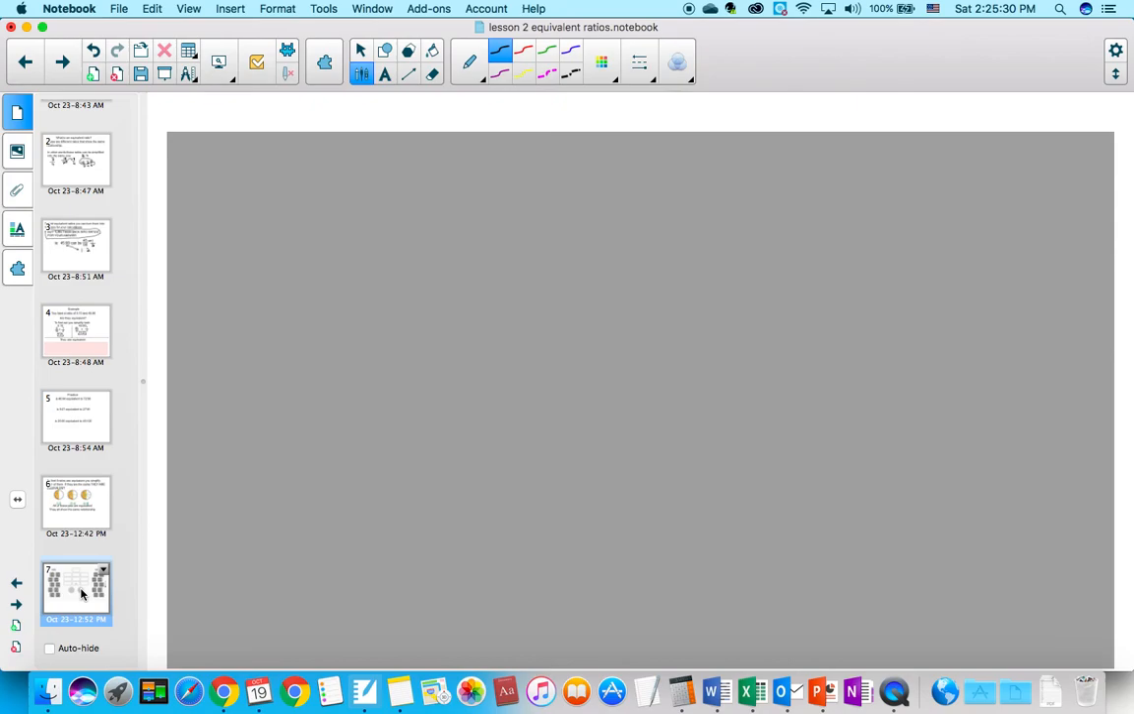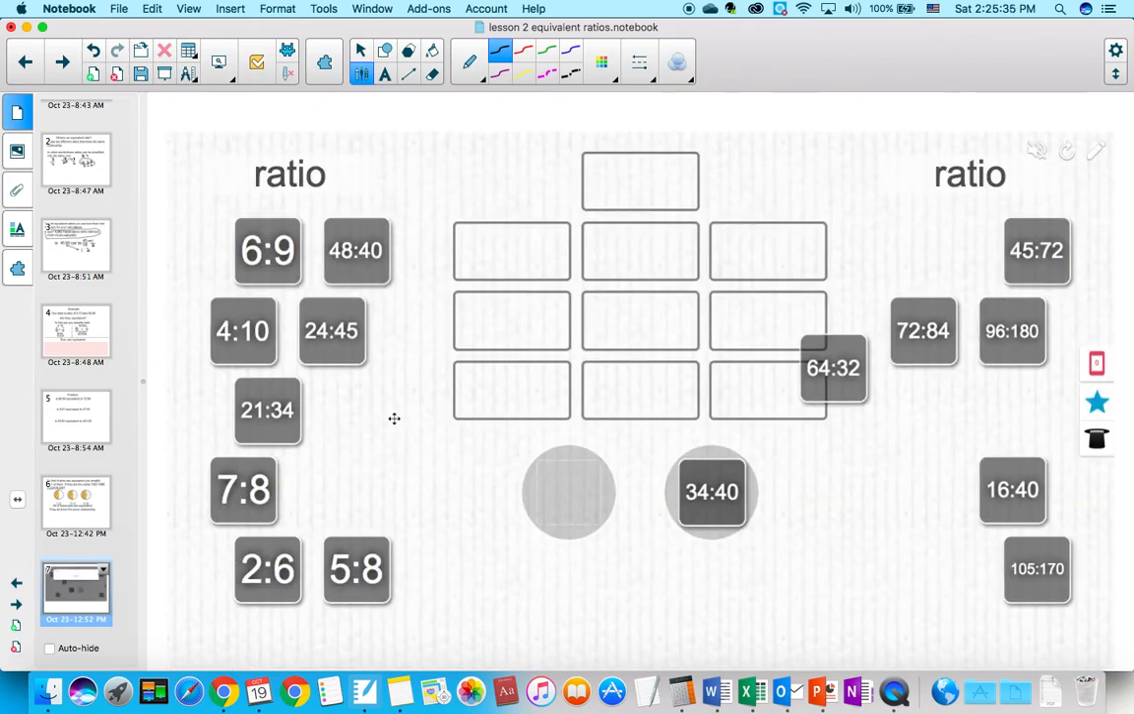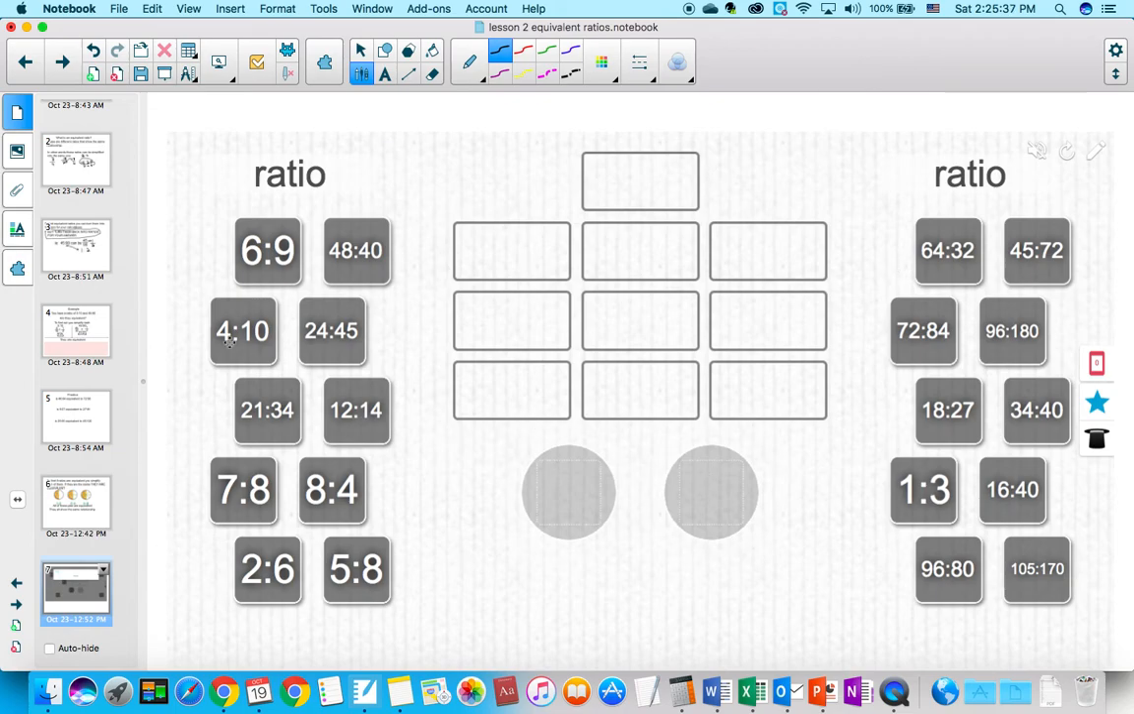So you can take a look at this part as well. This is a little bit of extra practice you can do. And you can try and solve these equivalent ratios. All right, try and see which ratios represent the same relationship. And that's it.